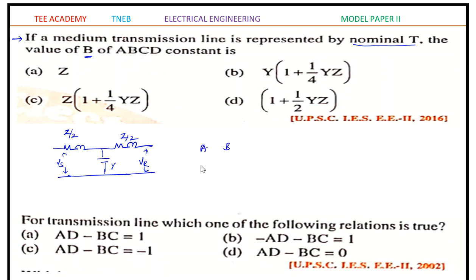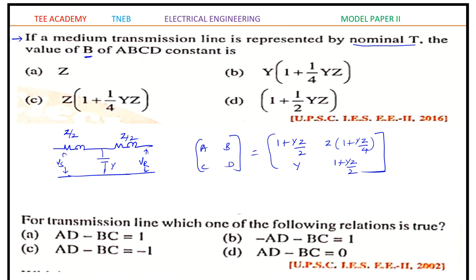So let me take the parameters A, B, C, D. A can be written as 1 plus YZ by 2, and A is equal to D in any symmetrical power system model. So D is also 1 plus YZ by 2. Now remember, B is the actual impedance of the system, so we say Z into 1 plus YZ by 4, and in the nominal T method the C value is simply Y. So these are the equivalent ABCD parameter formulas.